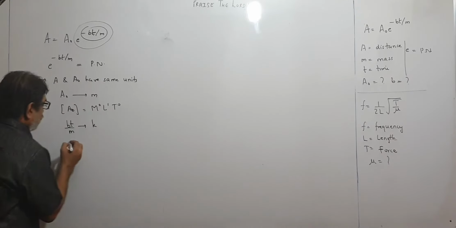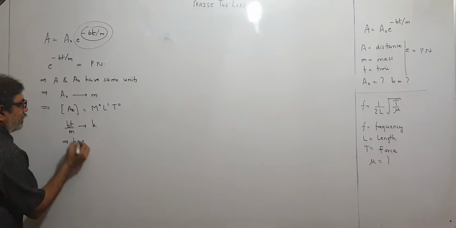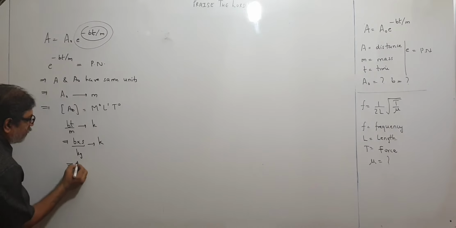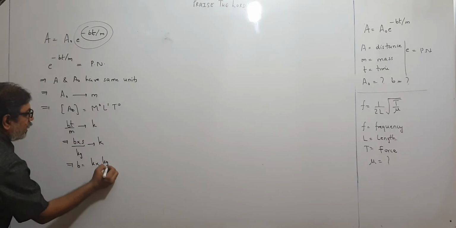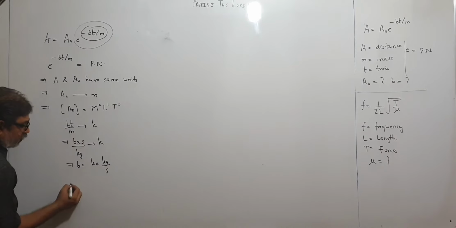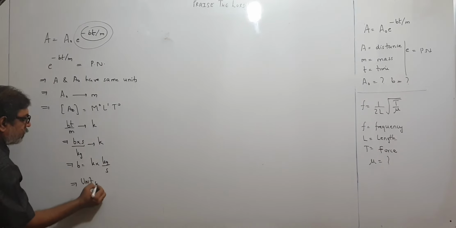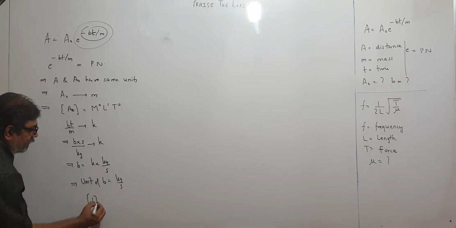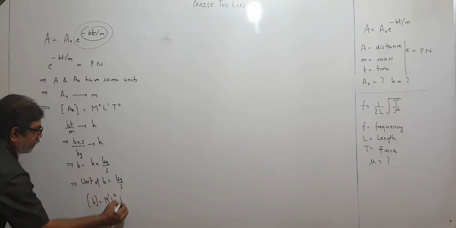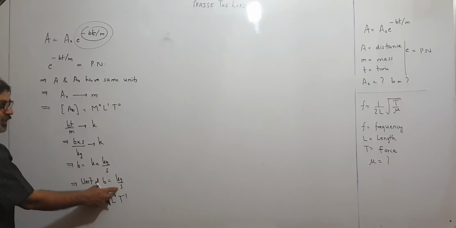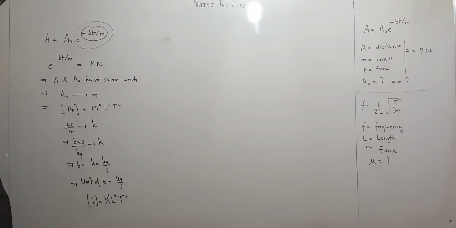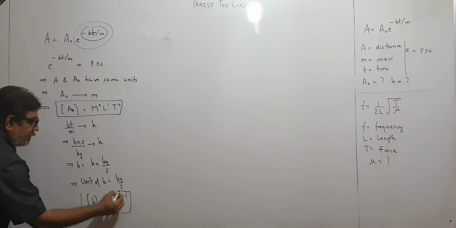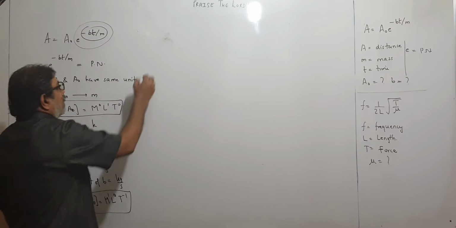That implies B into second time. Mass means kilogram is a constant. That means B will be some constant into kilogram upon second. So that implies unit of B is kilogram per second, and dimensional formula for B will become M1 L0 T minus 1. There are no meters, second in the denominator so T minus 1, mass like this. So we get dimensional formula for A0 and we get dimensional formula for B like this. Come to the next one, children.